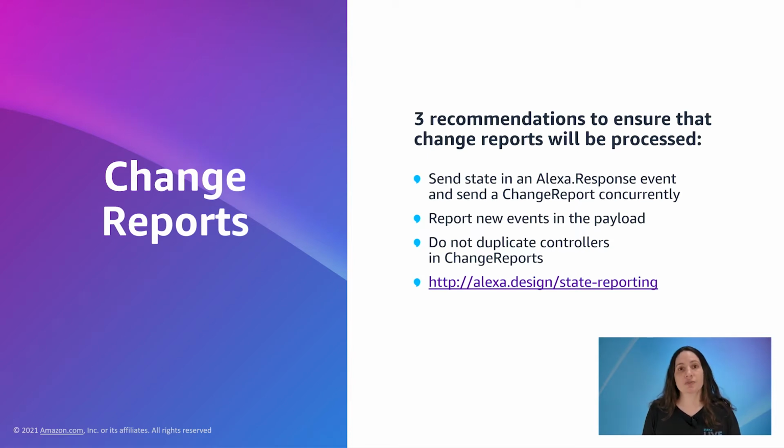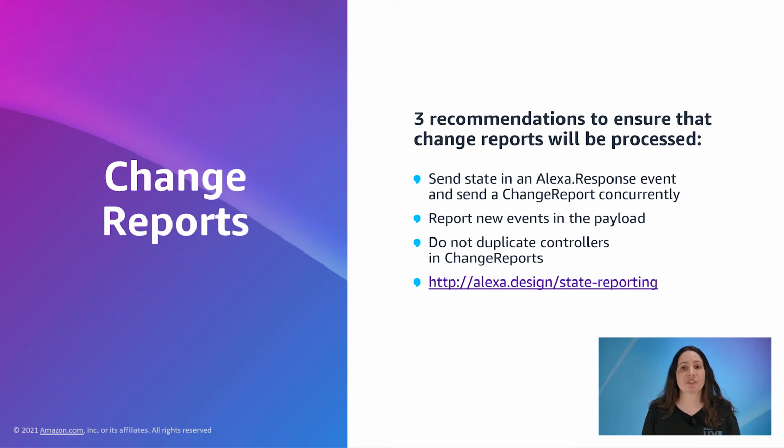So the second best practice is about the JSON format. A change report has two sections in which you can report state: a context and the payload. In the context, you report unchanged states, just contextual information. And in the payload, you report the change, could be multiple, in state of the endpoint. If the change report JSON does not include the state in the payload, Alexa will not know the state of the endpoint. And a change report with an empty payload is most likely an error.